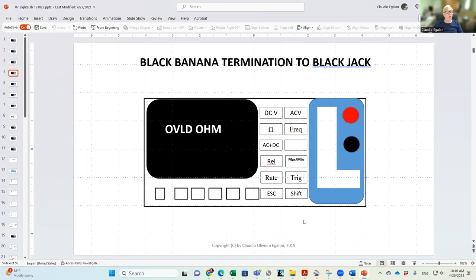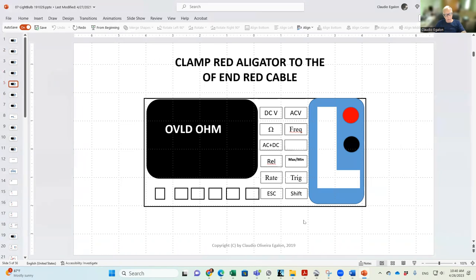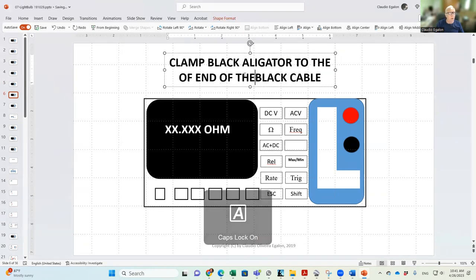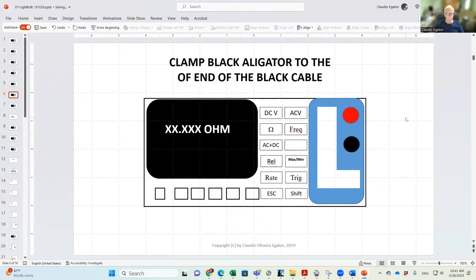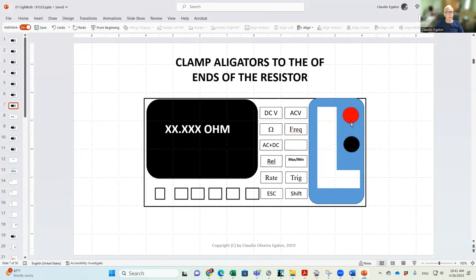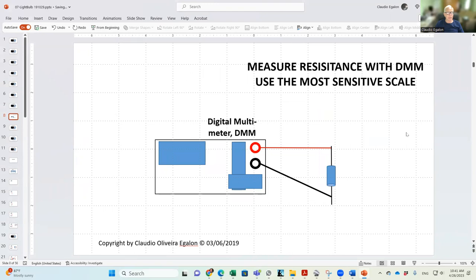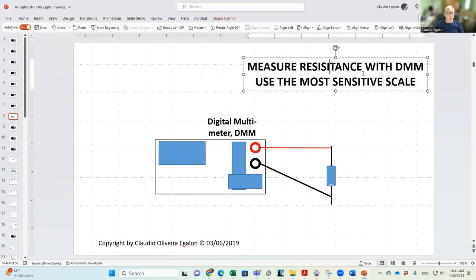We have the jacks here, just like before, black banana termination to the black jack. These are my black and red cables, but the difference is that it's not a banana with banana termination, it's an alligator termination. Clamp the alligators to the two ends of the resistor. And just like that, make sure you use the most sensitive scale of the multimeter. I tell my students to use the most sensitive scale.